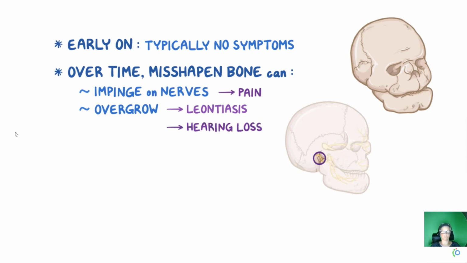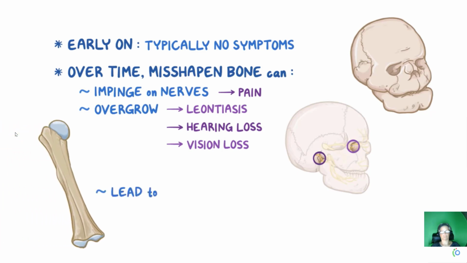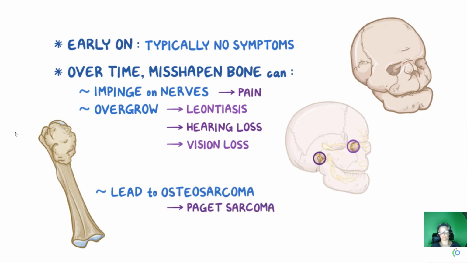If there's bony overgrowth that impinges on the optic nerve as it passes through the optic canal, that can lead to vision loss. Sometimes the accelerated bony growth can lead to genetic mutations that cause a bone cancer called osteosarcoma. When that happens, it's referred to as Paget's sarcoma.